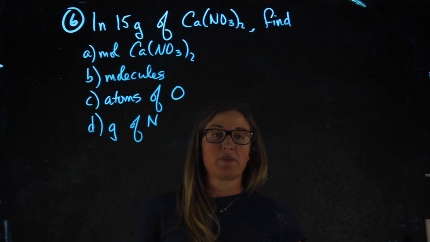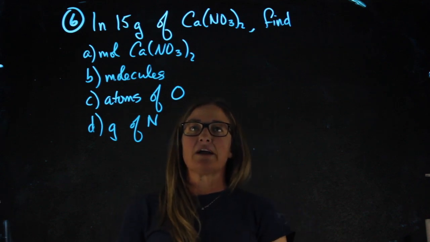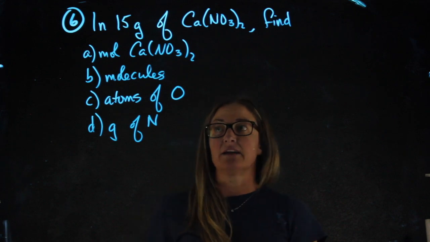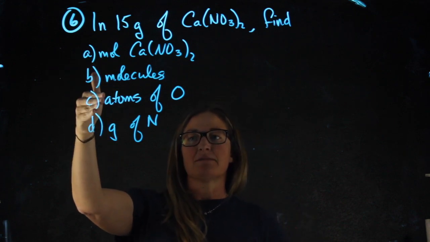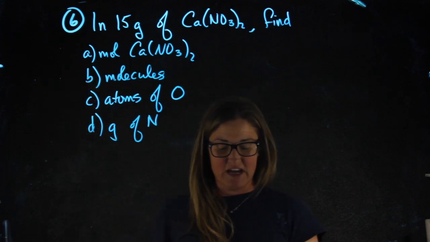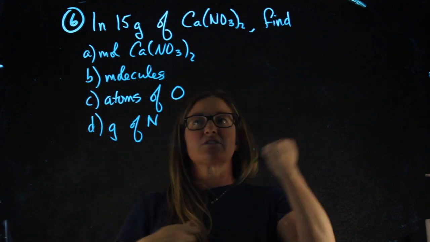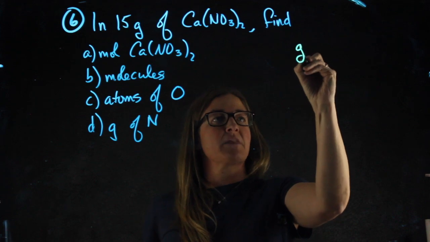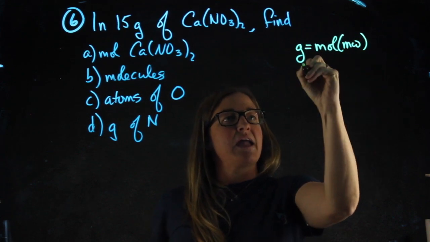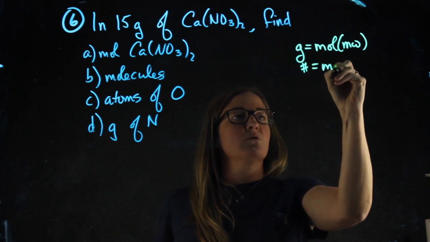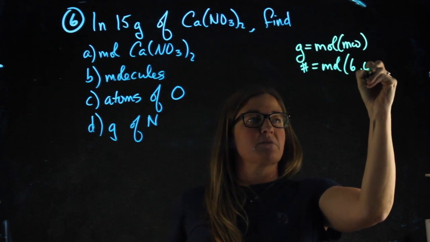Number 6 is a problem with a few parts. It says in 15 grams of calcium nitrate, we're going to find moles of calcium nitrate, the number of molecules, the atoms of oxygen, and the grams of nitrogen. Our formulas that are relevant for this problem are grams equals moles times molecular weight, and number equals moles times Avogadro's number.